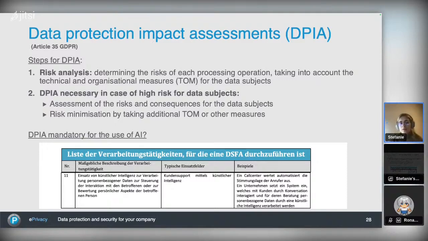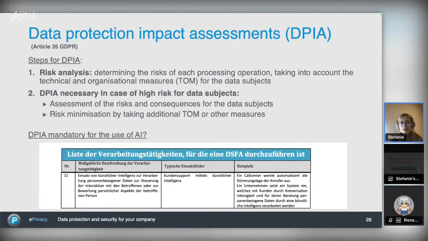And if we are required to perform a DPIA, then we make a risk assessment and see, okay, what are the risks for the data subjects and what kind of further measures can we implement to lower the risk again.